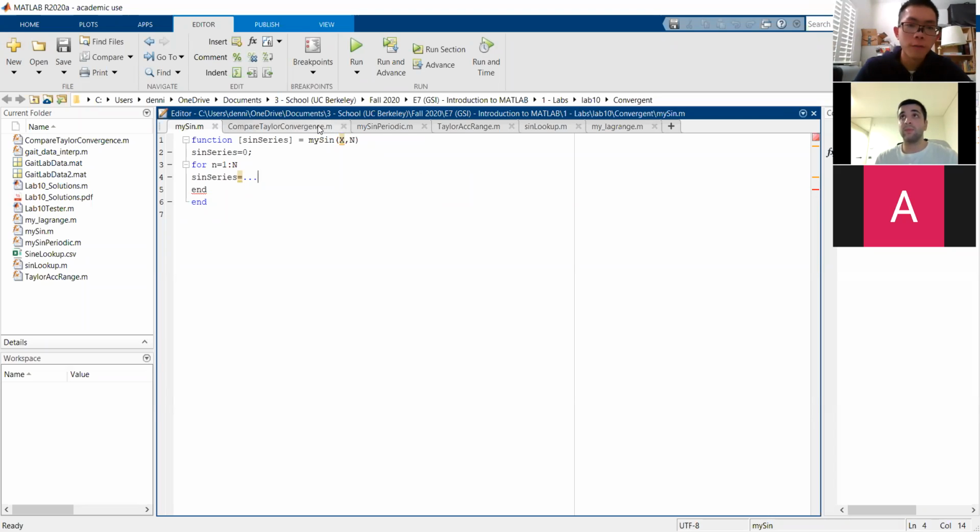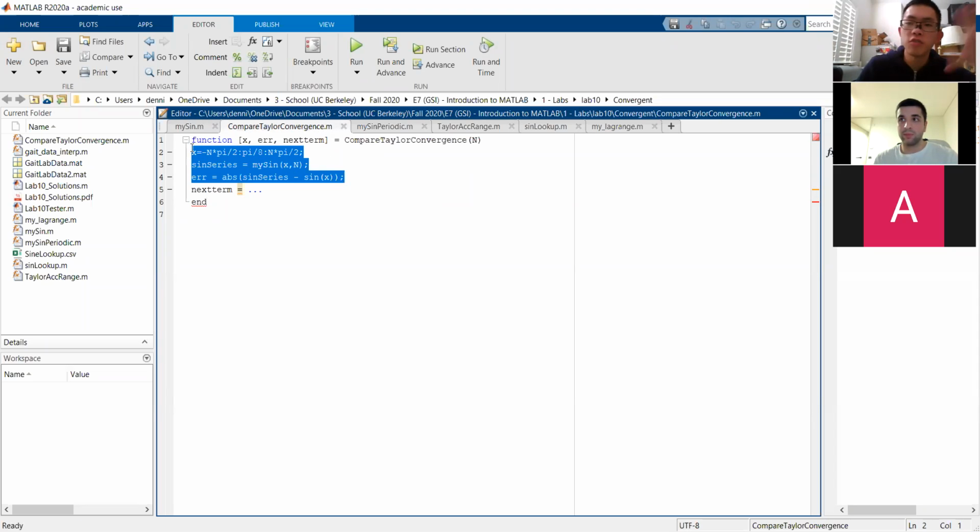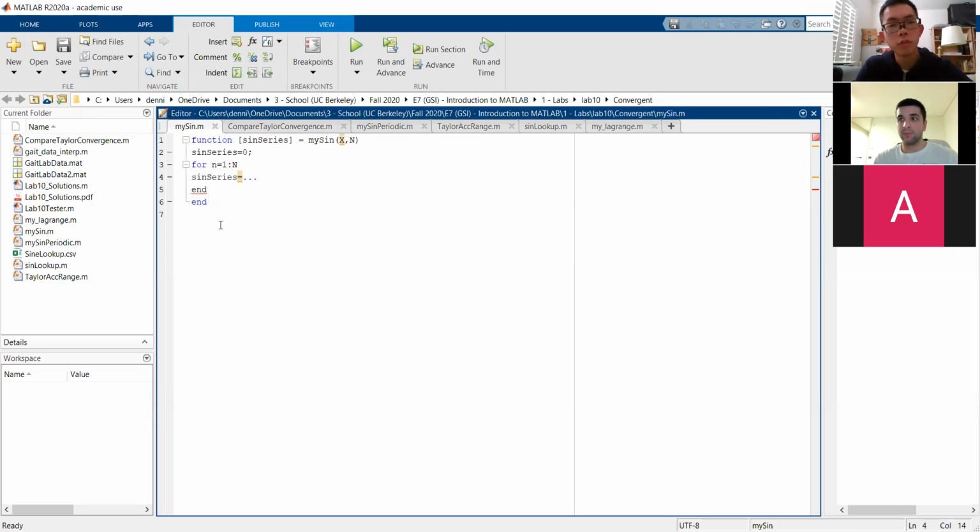I'll give you an example. For example, Taylor convergence, it looks like I filled everything out already except for one line. But this stuff's already in the input description in the PDF. So yeah, there's not much to fill in here. So we'll start the first one. Why not?